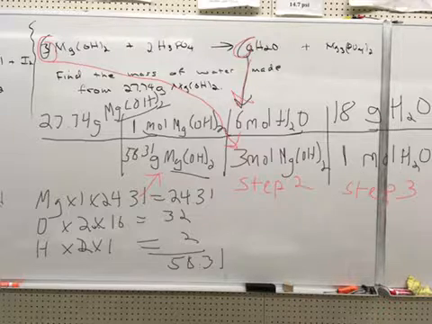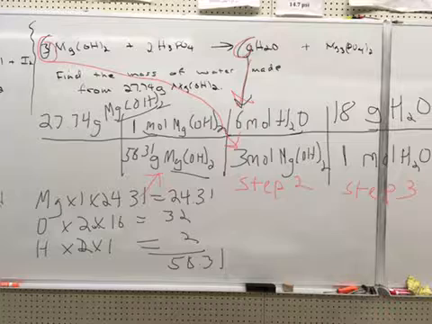Now to put this into your calculator. Mr. Edwards and I differ on how to put this into your calculator. But for me, the simple way to do it is this. 27.74 times 6. Everybody take your calculator. Times 6, hit enter. Times 18, hit enter. Divided by 58.31, hit enter. Divided by 3, hit enter.